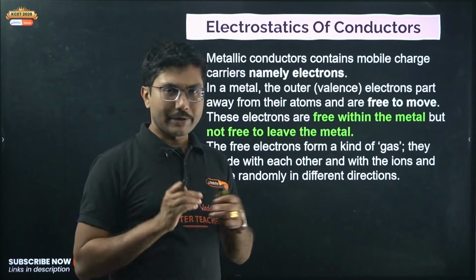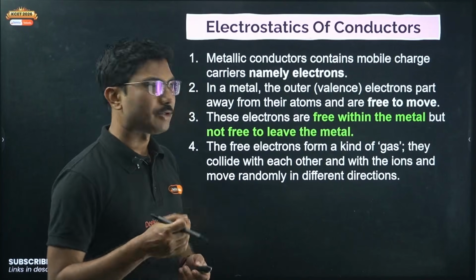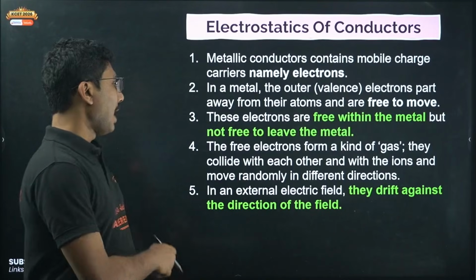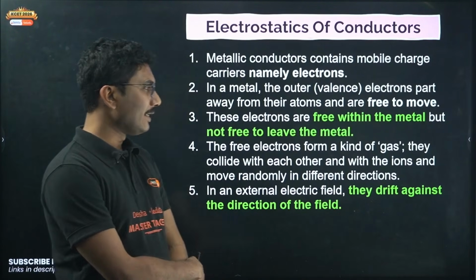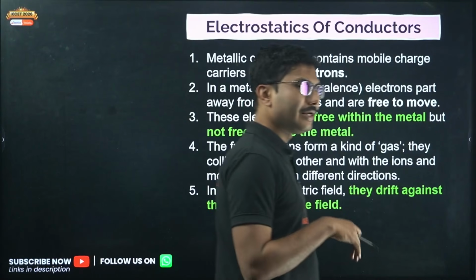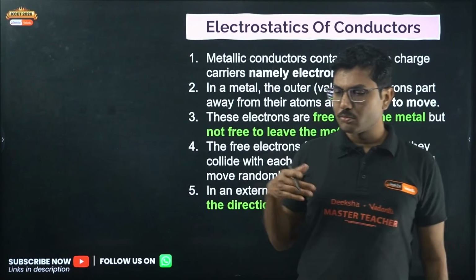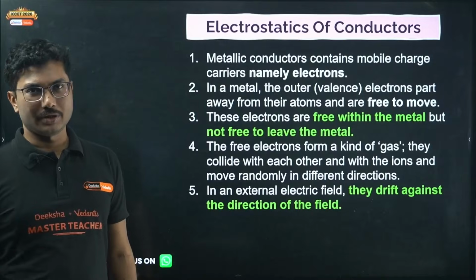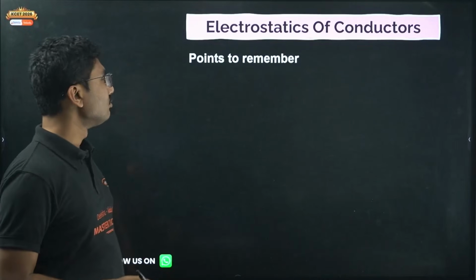Okay, so they collide with each other, they move in random directions, and because of that we basically get electrical resistance. In an external electric field, they drift against the direction of the electric field. So if you apply an external electric field, then the electrons will slowly start moving in the opposite direction, and that motion is called drift motion. Okay, now let's move on.